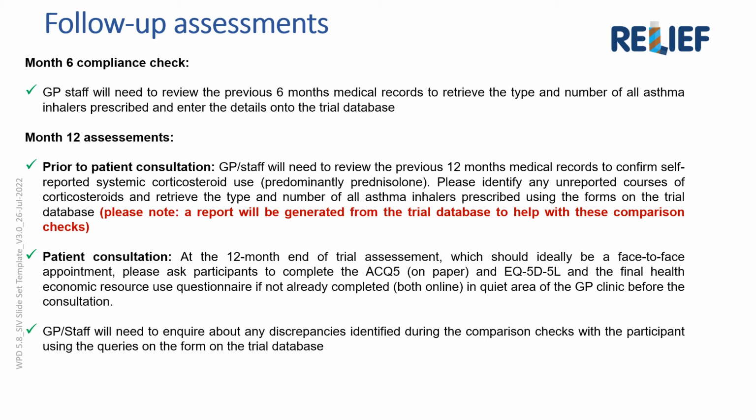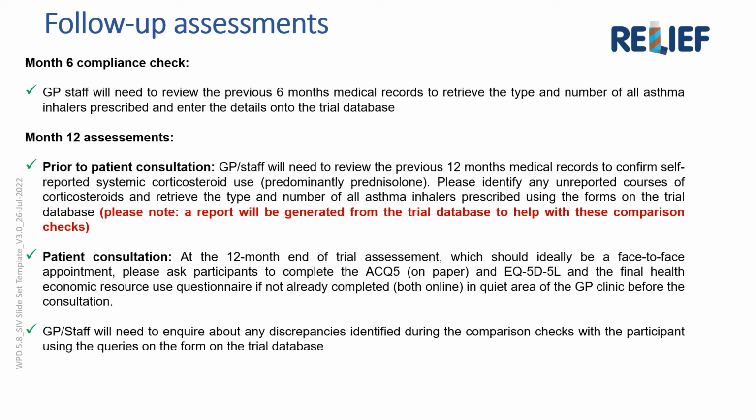Month 12 assessments. Prior to the patient consultation, GP staff will need to review the previous 12 months medical records to confirm self-reported systemic corticosteroid use, which will be predominantly prednisolone. Please identify any unreported courses of corticosteroids and retrieve the type and number of all asthma inhalers prescribed using the form on the trial database. Please note, a report will be generated from the trial database to help with these comparison checks.